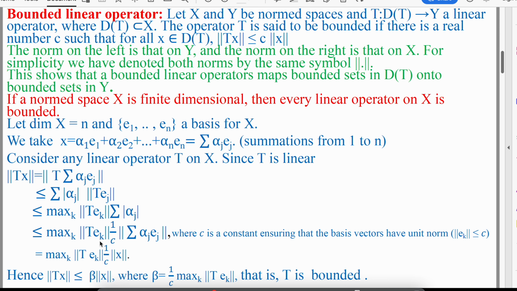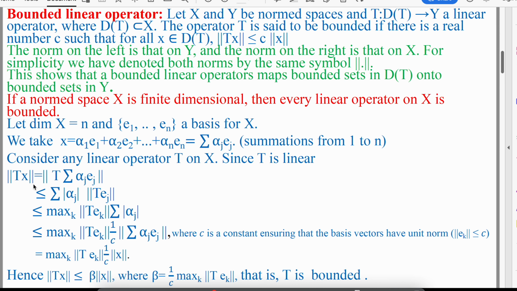and this is less than or equal to 1 upon c times norm of sigma alpha j ej, where c is a constant ensuring that the basis vectors have unit norm, meaning norm of ek is less than or equal to c. And this is equal to norm x, because x is equal to sigma alpha j ej. So it is the maximum over k of norm of T ek, times 1 upon c, times norm x.